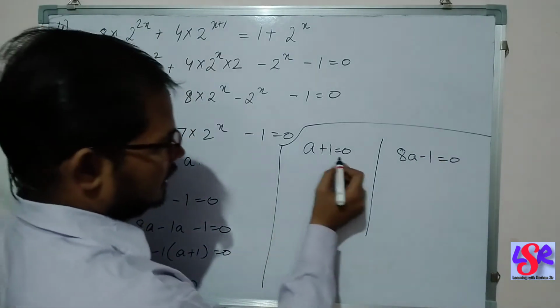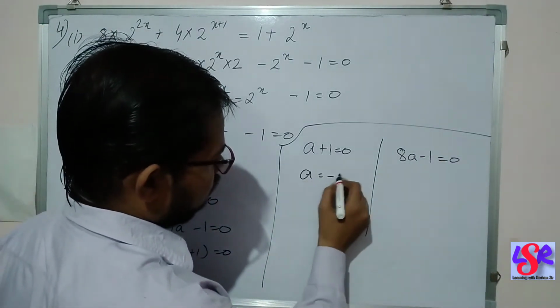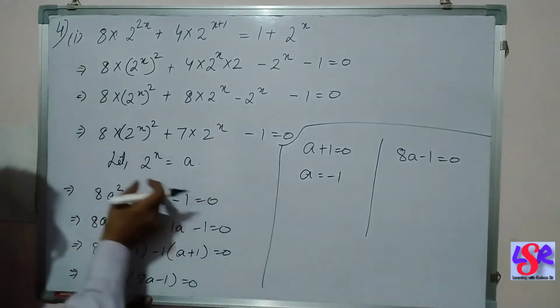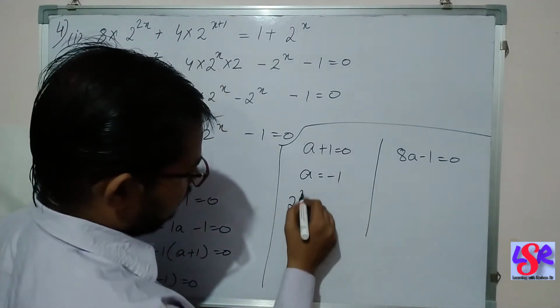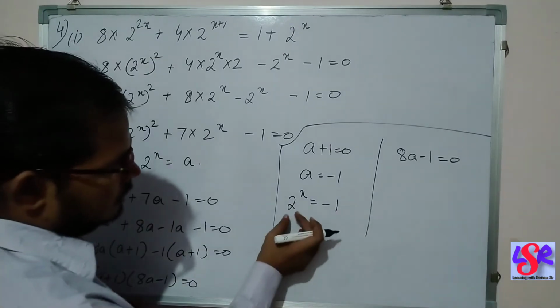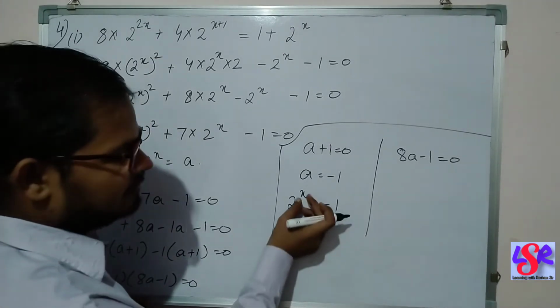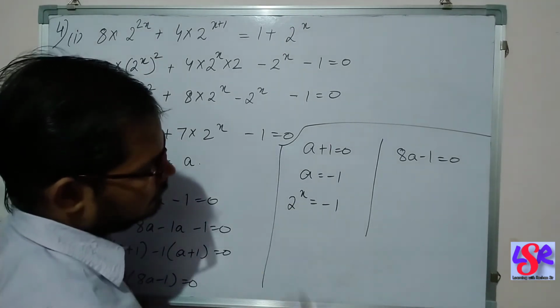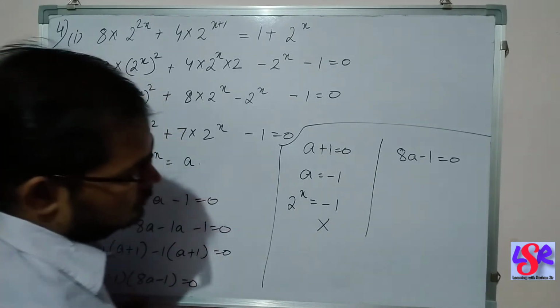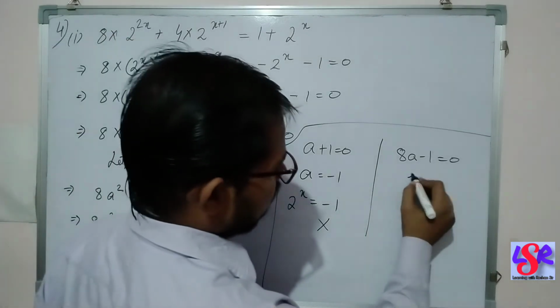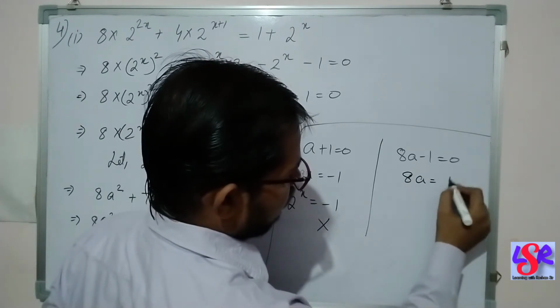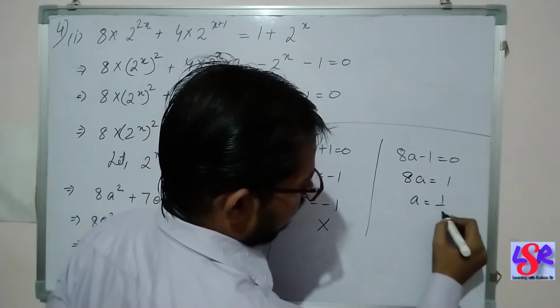Now on taking a plus 1 equals to 0, we get a equals to minus 1, and the value of a is 2 to the power x. So 2 to the power x equals to minus 1. So it's not possible, as any value of x will not give you the value of minus 1. So this is not considered. Now we'll go for this one. So 8a will be equals to 1 and a will be equals to 1 upon 8.